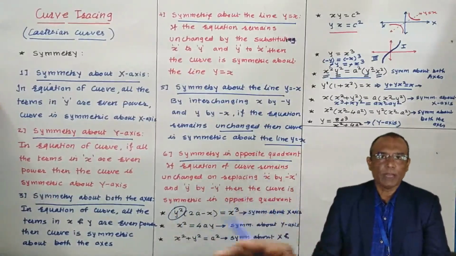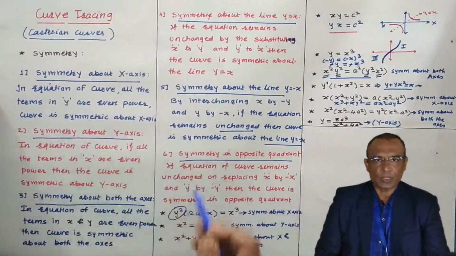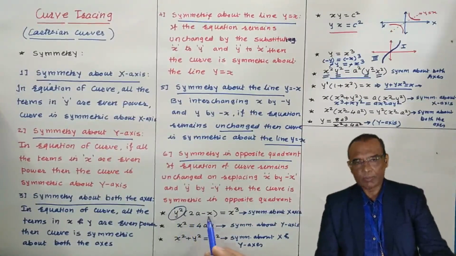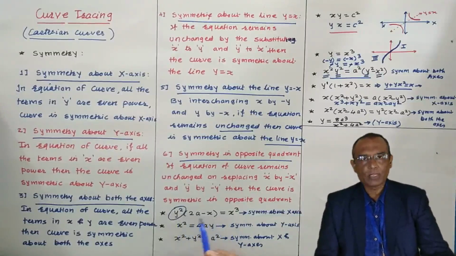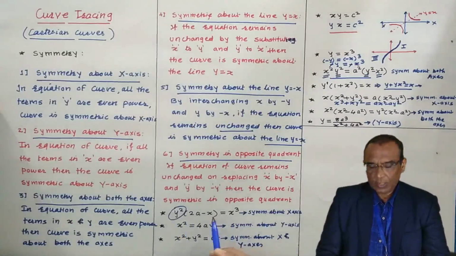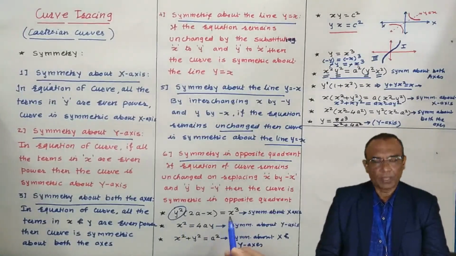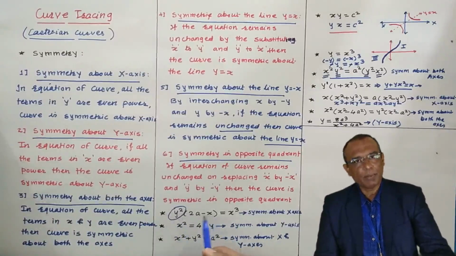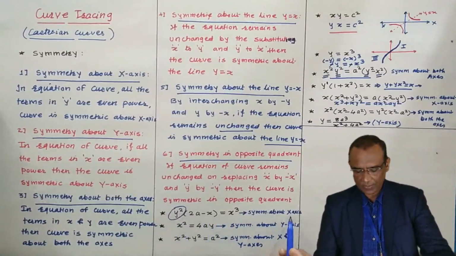A few curves I have taken to explain this characteristic. This curve, y squared times the bracket 2a minus x, equals x cubed. If you look at this curve, all the terms in y are of even power. Therefore, it is symmetric about the x-axis. All the terms in x are not of even power. Therefore, it is not symmetric about the y-axis. All the terms in y are of even power, therefore it is symmetric about the x-axis.